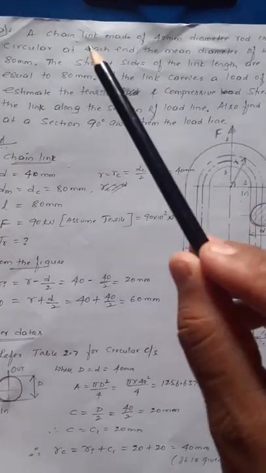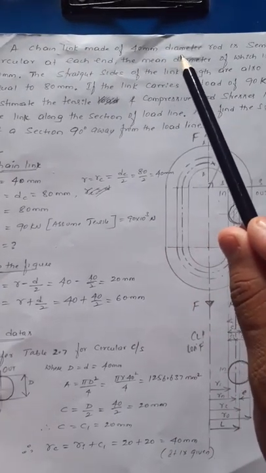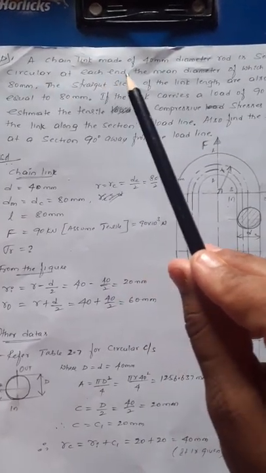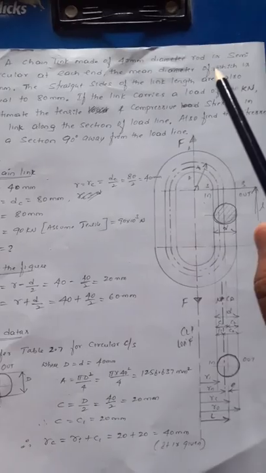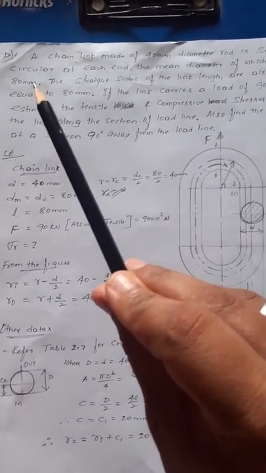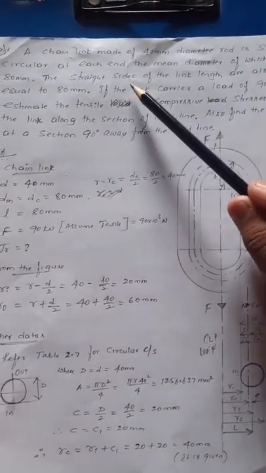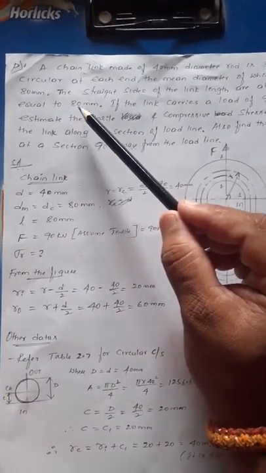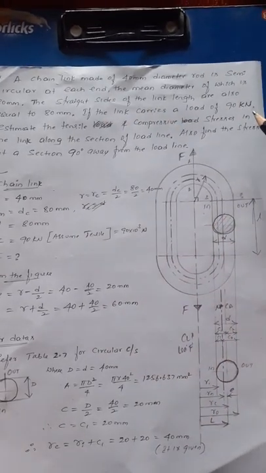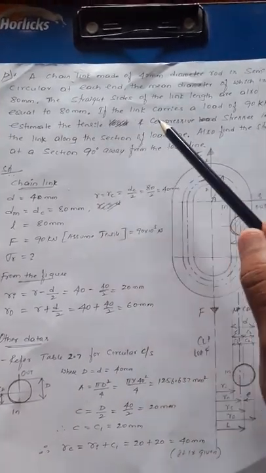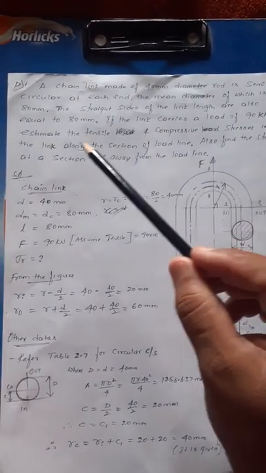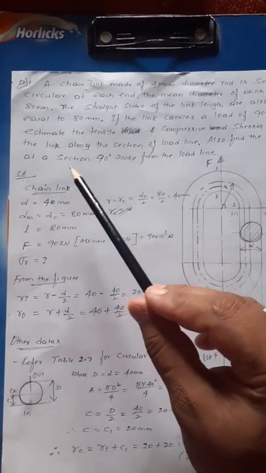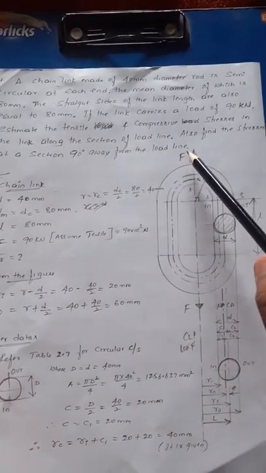Now what is the problem here? A chain link made of 40 mm diameter rod is semicircular at each end. The mean diameter of which is 80 mm. The straight side of the link length is also equal to 80 mm. If the link carries a load of 90 kN, estimate the tensile and compressive stresses in the link along the section of the load line. Also find the stresses at the section 90 degrees away from the load line.